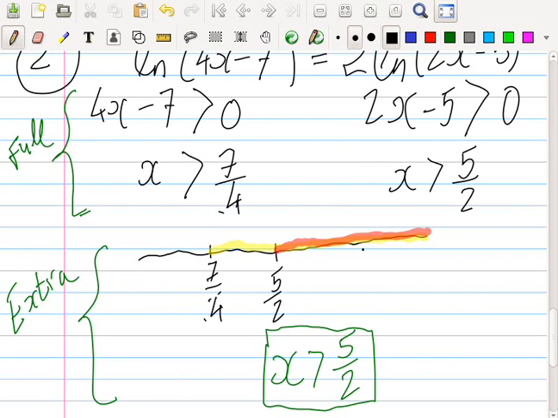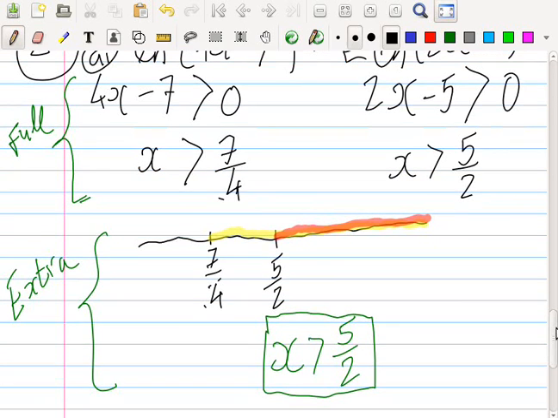Okay, now you can see right away the next part is to solve this.